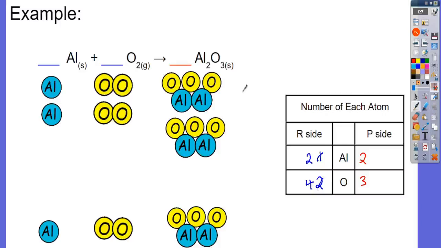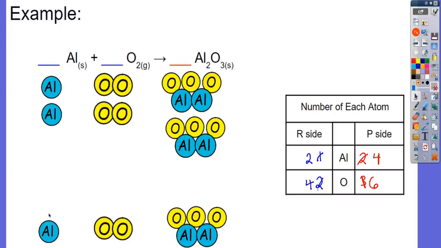So now I've changed my number of oxygens. I had 3. Now I have 6. But by adding another Al2O3, I now have more aluminums. So it's no longer 2. I now have 4. Now, in trying to balance my oxygens, I have now unbalanced my aluminum. I always like to go and fix the thing that we screwed up before I continue on. So I'm going to go and fix my aluminum.